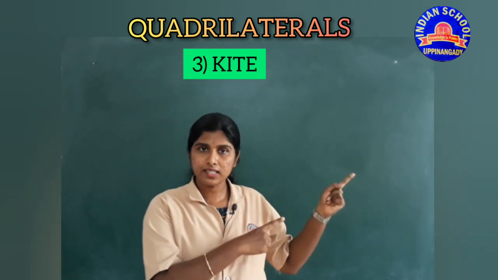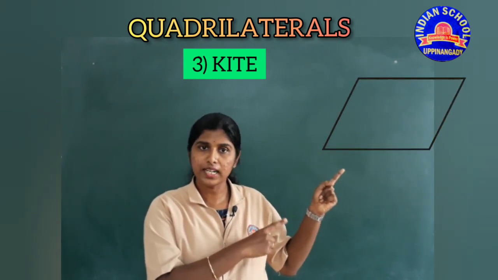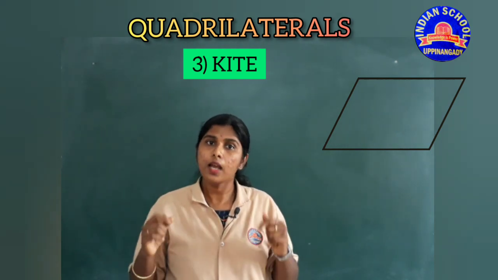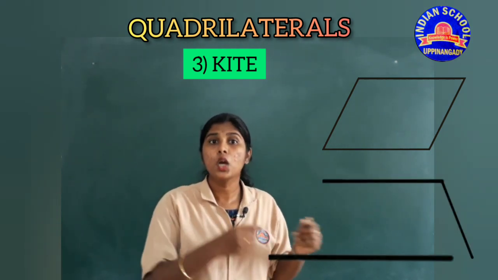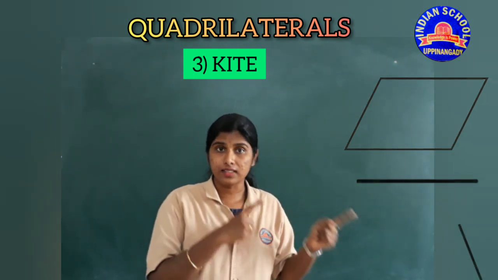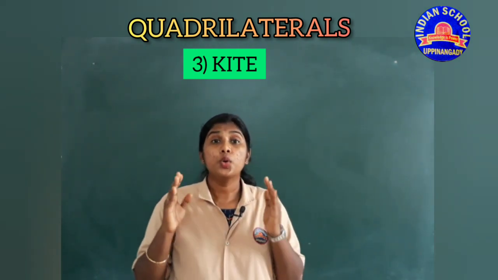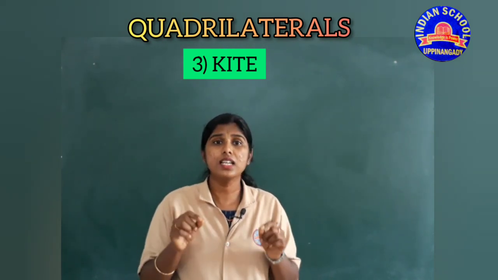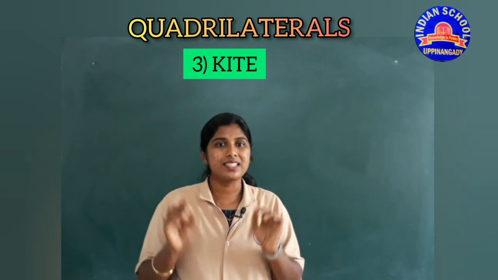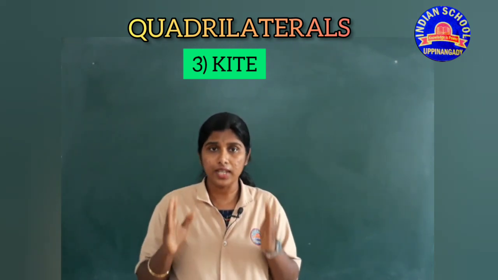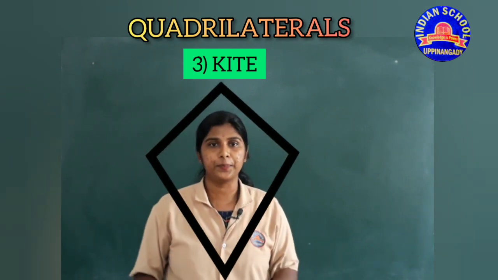So in the first case we found that both pairs of opposite sides are parallel. In the second category only one pair of opposite sides are parallel. But in the third case there is no pair of opposite sides that are parallel. Not even a single pair of opposite sides is parallel. So such a quadrilateral we have here, that is kite.